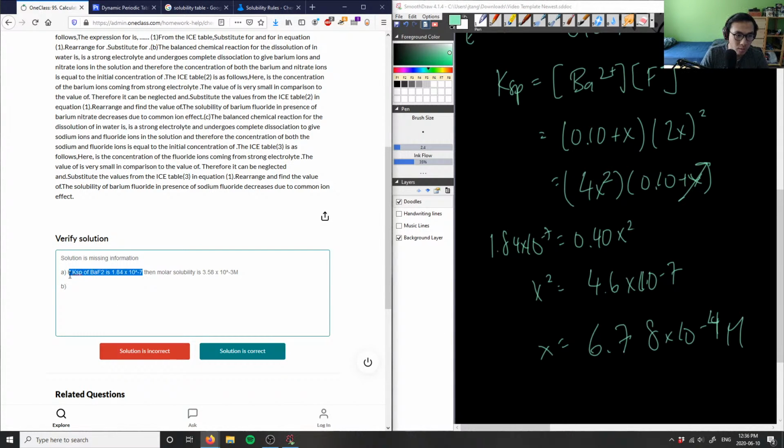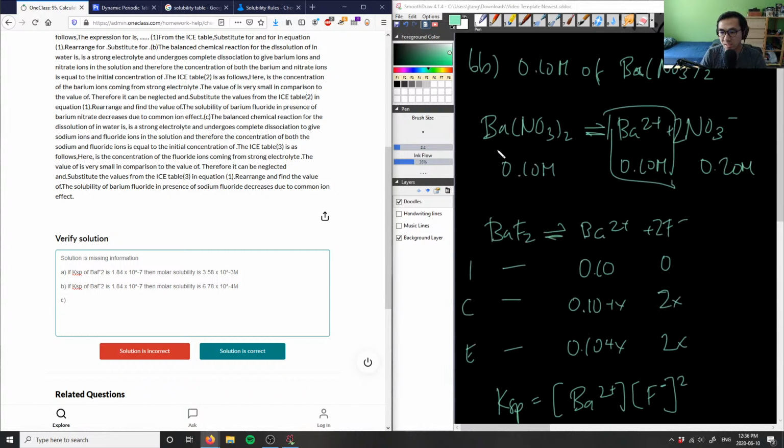So I'm going to say, I'm assuming that this KSP value is correct here. It's all based off this assumption. Molar solubility is 6.78 times 10 to the negative 4.